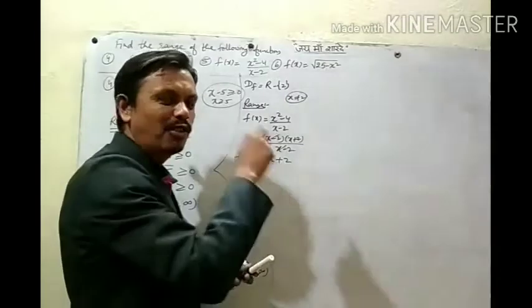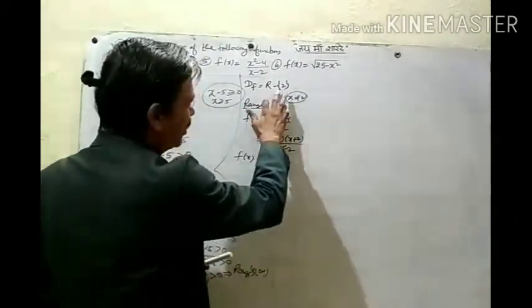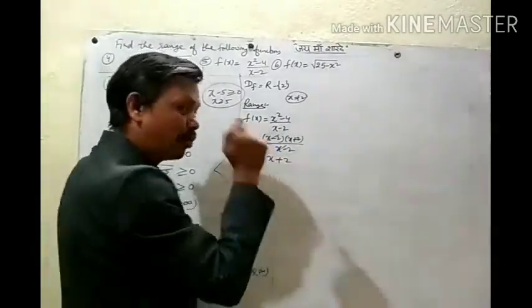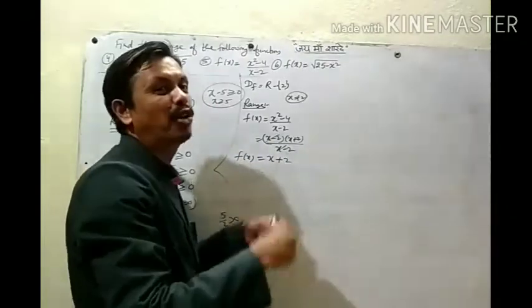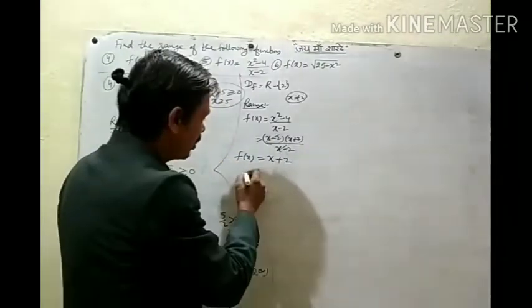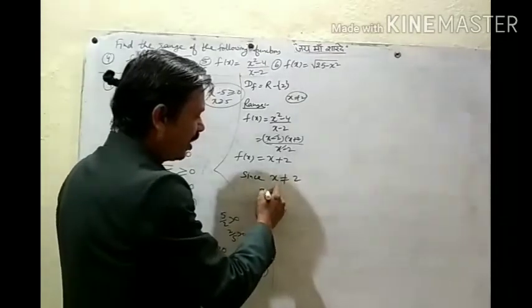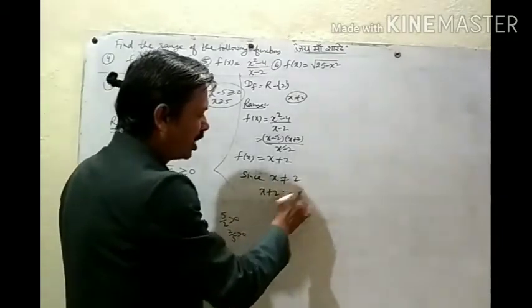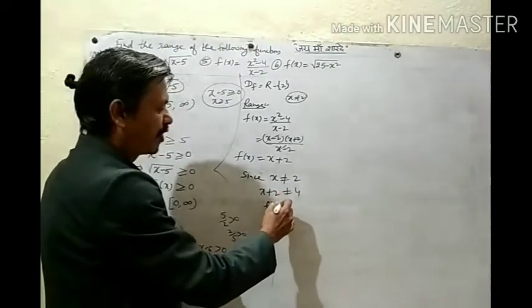If x is not 2, f of x cannot be 4. We have all the values except 2. When we put 2, we get 4, so it means we cannot get 4 because we cannot put 2. Since x is not equal to 2, x plus 2 cannot be 4. Adding 2 on both sides, x plus 2 cannot be 4 means what? f of x cannot be 4.